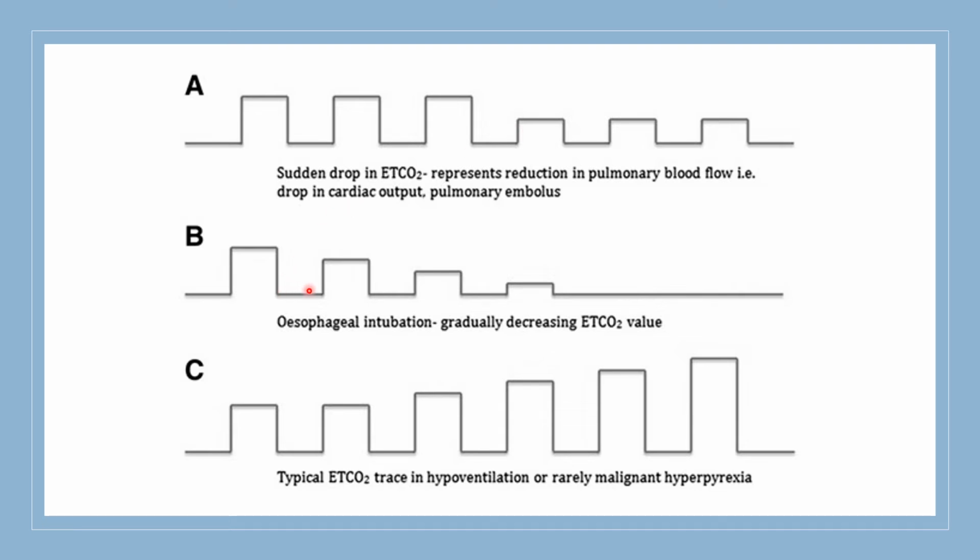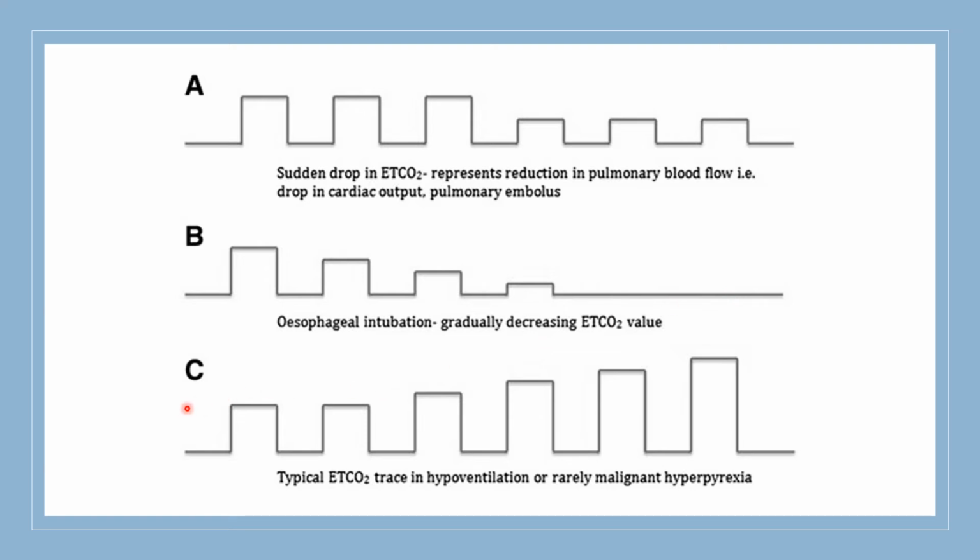In graph B, you can see the height of the capnograph is decreasing successively, and in the end there is a flat line. It reflects esophageal intubation. In esophageal intubation, there may also be a flat line from the very beginning.